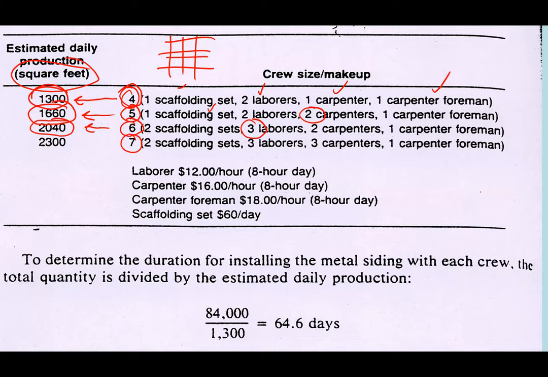And then how about 7? For 6 and 7, we increase the number of scaffolding. One more set, and then for 7 also 2 scaffolding, but then we increase more on carpenter. The rest are basically the same. And what happened is the output capacity will also be increased.